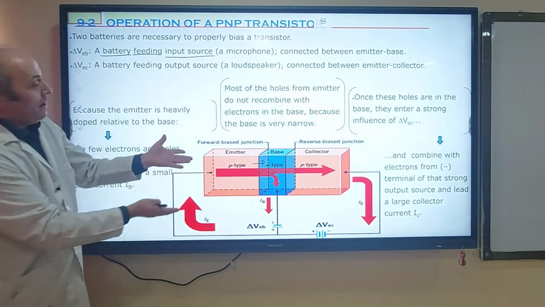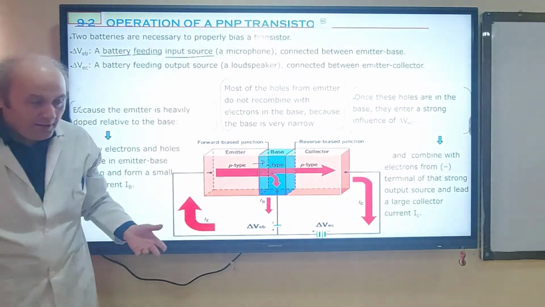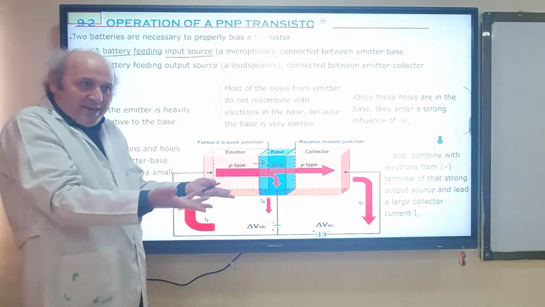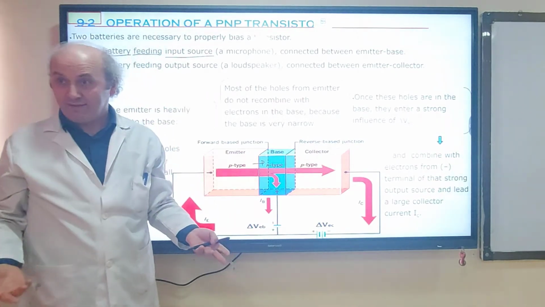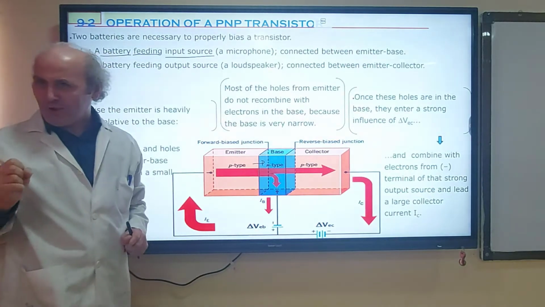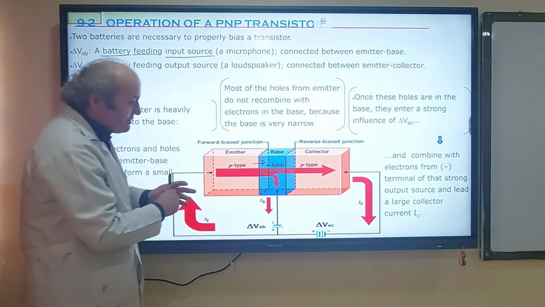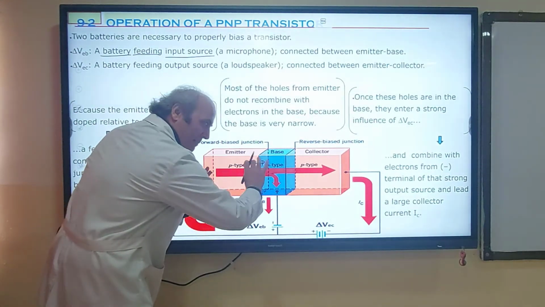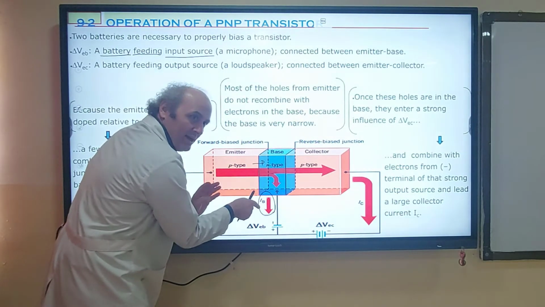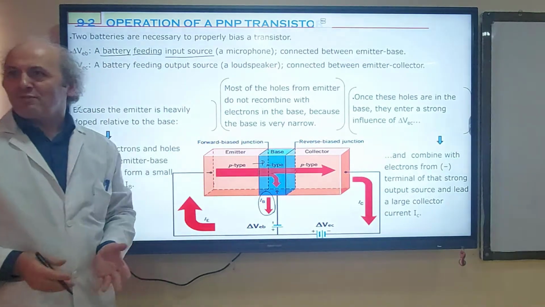But the emitter has 1,000 holes. The base has only 10 electrons. How can they join them all? They cannot. So 10 electrons in the base can only join with 10 holes from the emitter. And these 10 holes from the emitter join with 10 electrons in the base and produce a current, which is IB, the base current. But what about the rest of the holes?